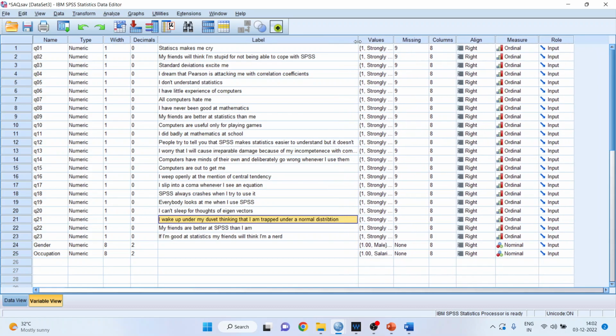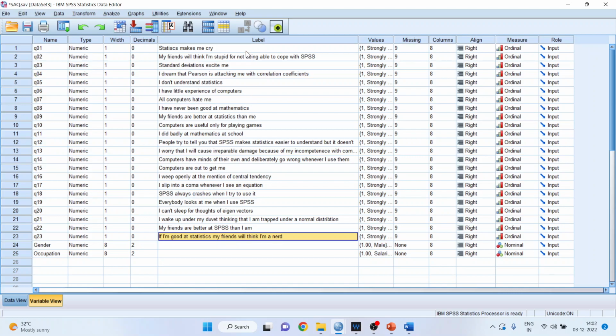So these are all common problems related to statistics and computers. My friends are better at SPSS than I am. If I am good at statistics, my friends will think I am not. Now, these are all the statements.